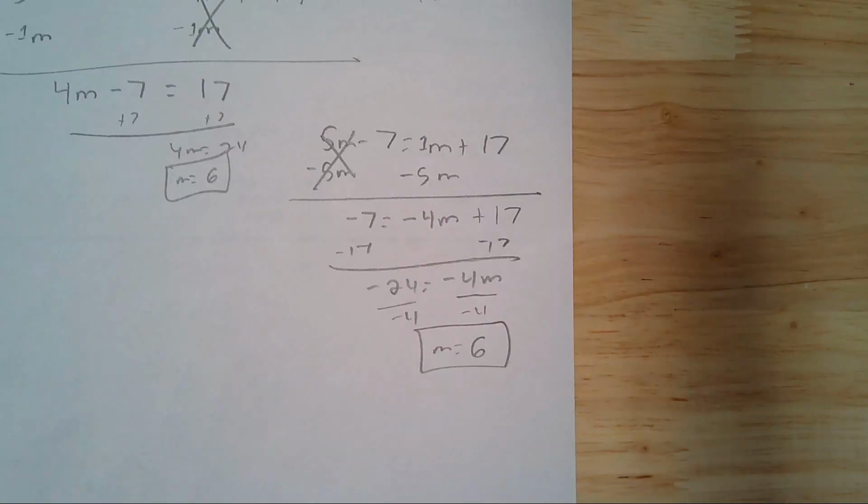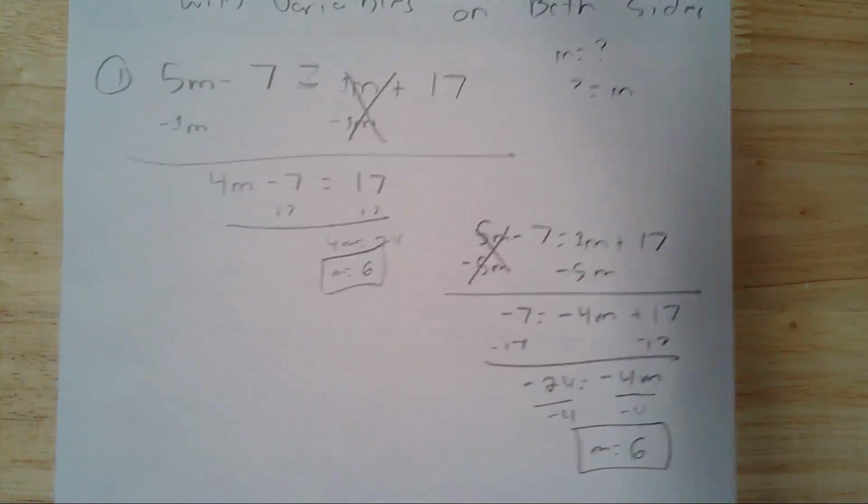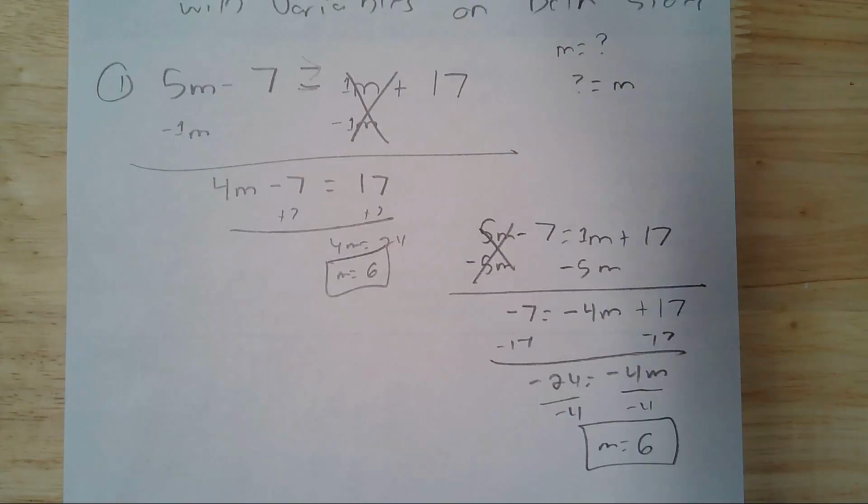Right? So it does not matter which one you take out. But the key is you want to get rid of one or the other. You want to get the variable on one side of the equation. And then from there, it should be a two-step equation. You can bring it on home from there. It's just adding this step here.